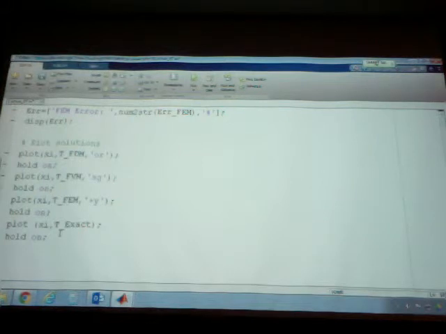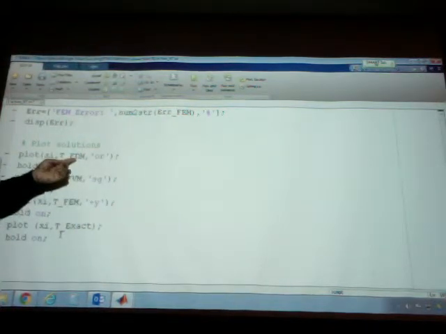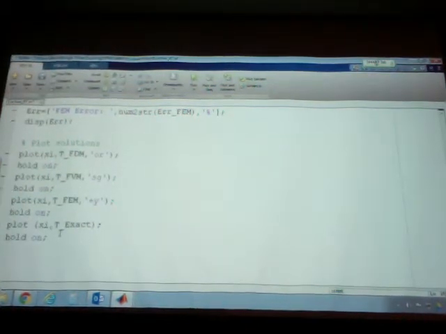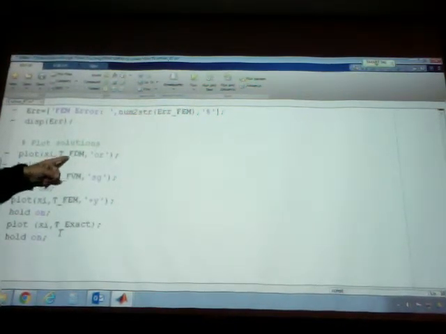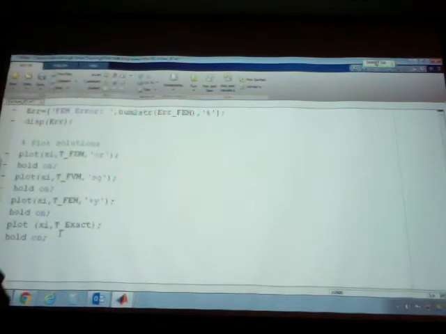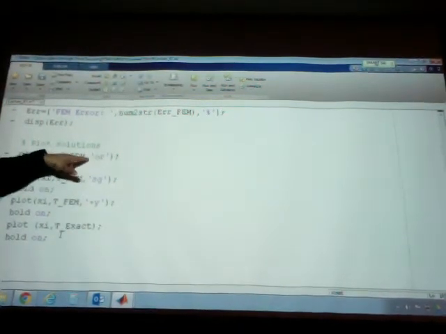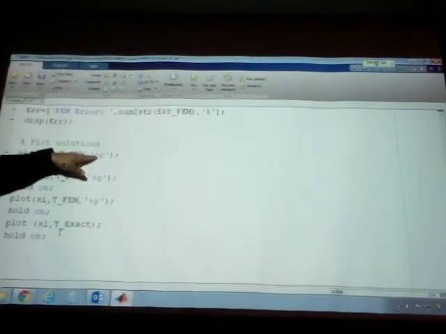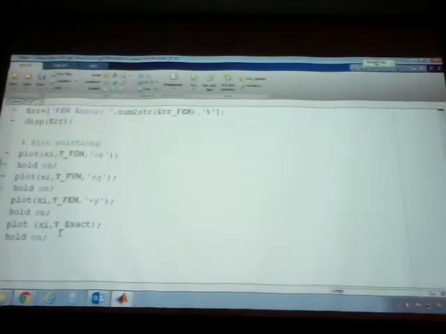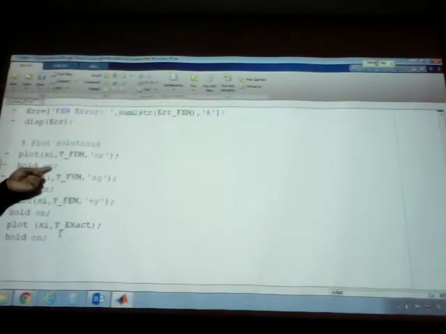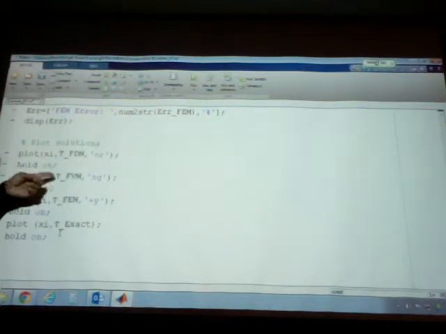All right. So I am going to plot TFDM, the finite differencing solution, against XI. O is a circle and R is red. So I'm just going to do symbols, not a line. It's going to do little circles, in red. And hold on means just put it on the same plot.